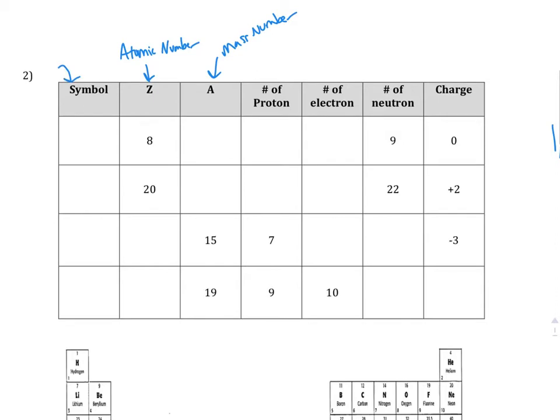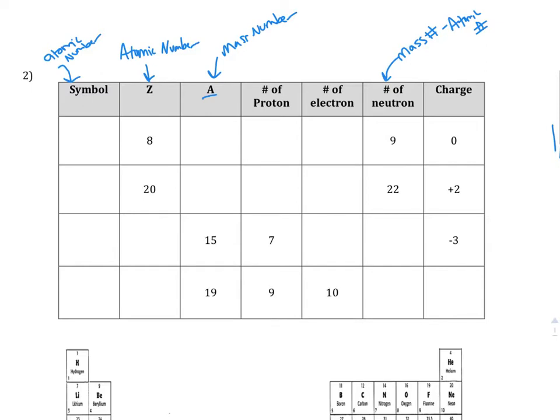The symbol, always you have to use the atomic number to find the symbol, or you can use the number of proton, atomic number or proton. Z is the atomic number, A is the mass number, and then you have proton, neutron, electron, and charge. Now, the neutron we find by doing mass number minus atomic number.